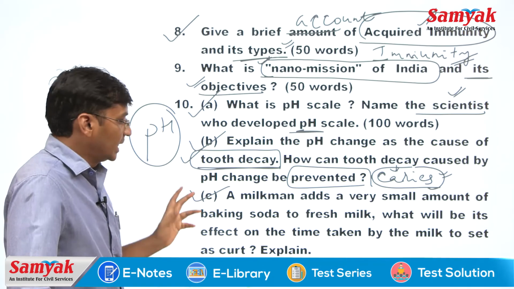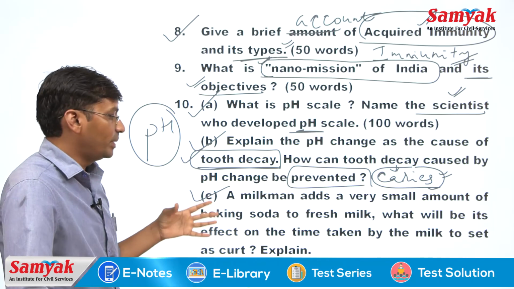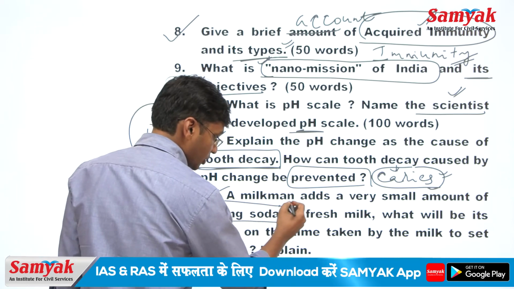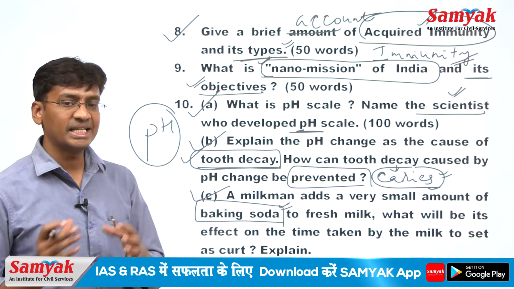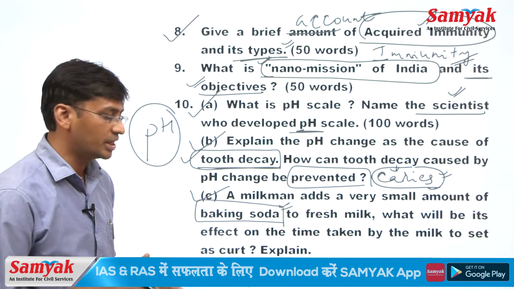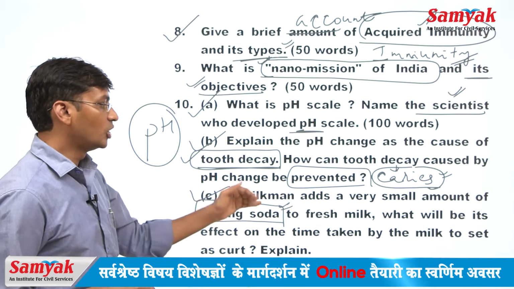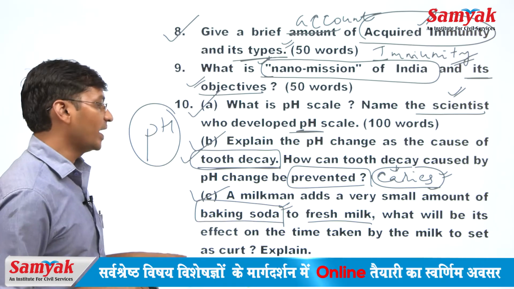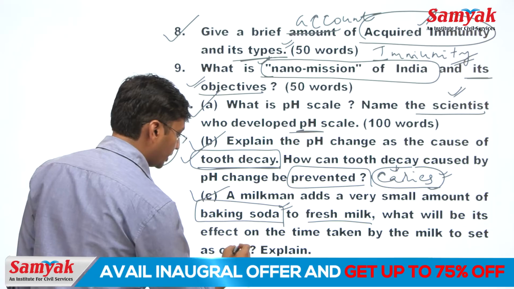The third question is an applied question. A milkman adds a very small amount of baking soda. If you know what is baking soda, what is the chemical composition of the baking soda, whether it is acidic in nature or whether it is basic in nature, a milkman adds a very small amount of baking soda to a fresh milk. Okay. What will be its effect on the time taken by the milk to set as curd? Okay.